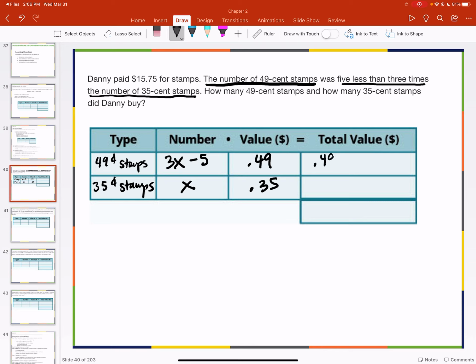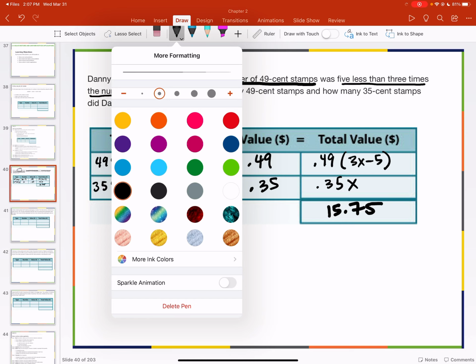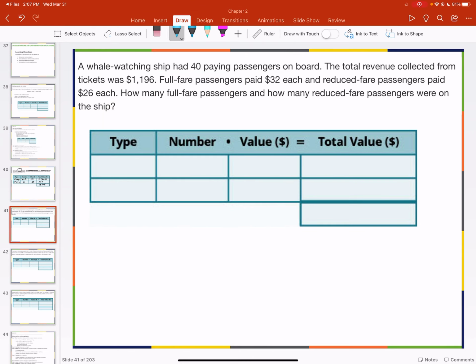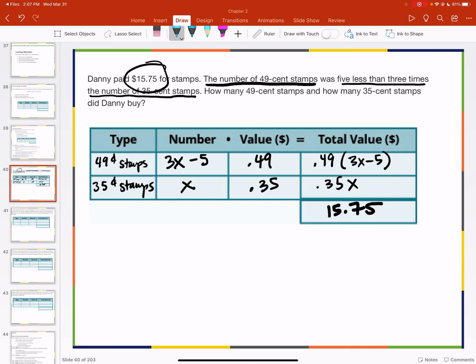That would be 0.49 times 3x minus 5, and then this one would be 0.35x. Together, it has to be 15.75 total, because that's the total that he paid for the stamps. So if we write this in equation form, it would be 0.49 times 3x minus 5 plus 0.35x is equal to 15.75.